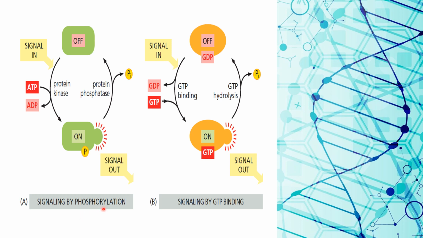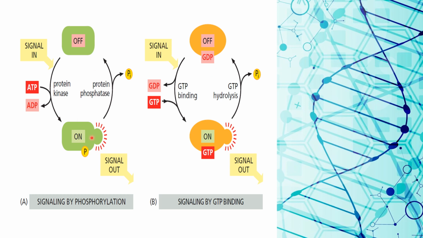Not only phosphorylation, this signaling can be mediated by GTP binding as well. Whenever the protein is bound to the molecule GTP, it is in the on state. Whenever there is a signal, GTP binds to the protein and leads to its activation. But when the signal is withdrawn, GTP hydrolysis occurs. When GTP is hydrolyzed, it leads to the formation of GDP and an inorganic phosphate, so you can see the inorganic phosphate is released along with a GDP. Whenever the protein is bound to a GDP molecule, again it is in the inactive conformation.